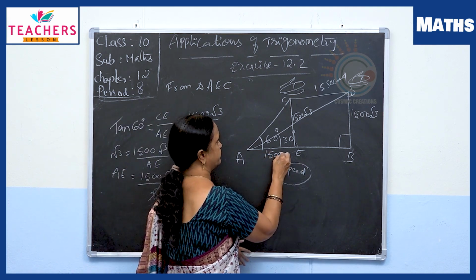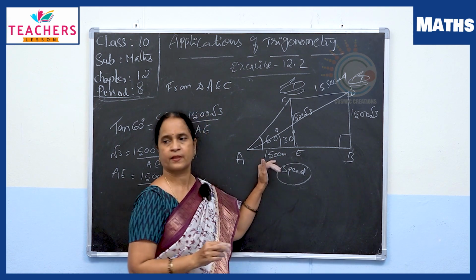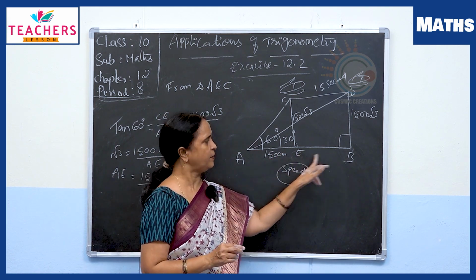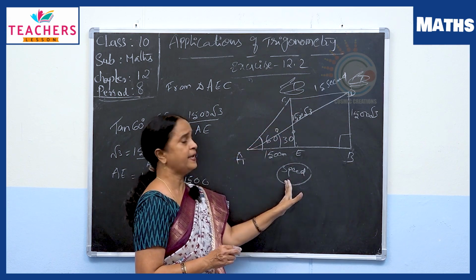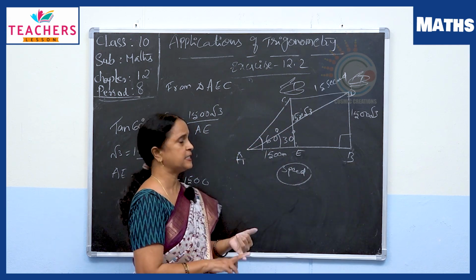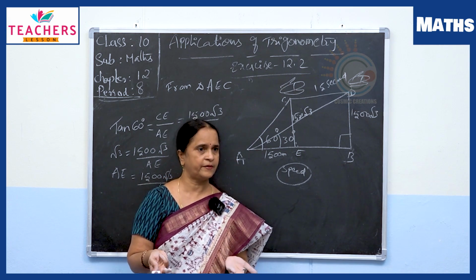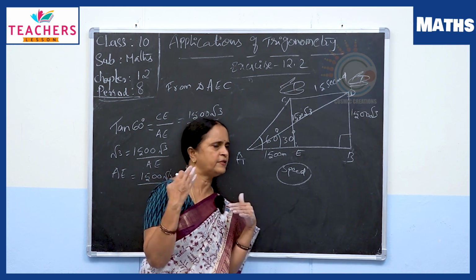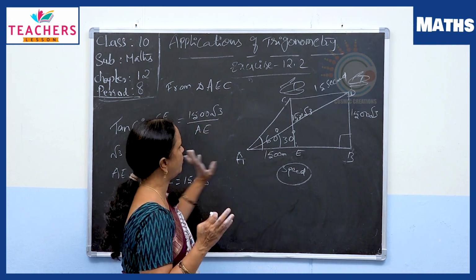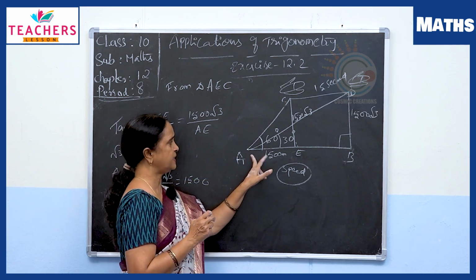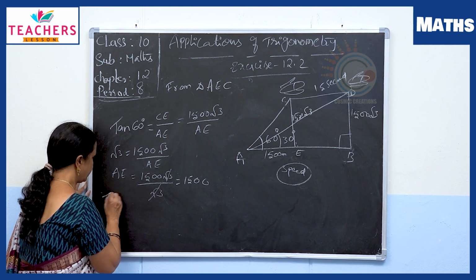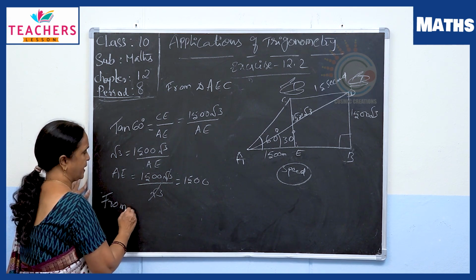AE is 1500 meters. Now again we can find EB also. We have to find the speed actually, after the distance and the time they had given. First we need to find the distance. After that we'll see for the speed. AE we got. The other triangle is there, the front triangle, ABD.